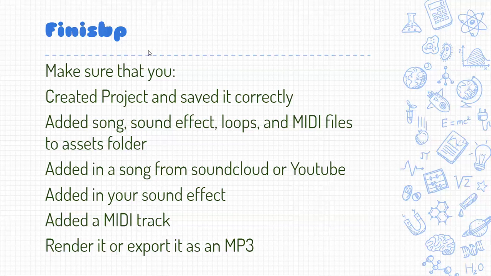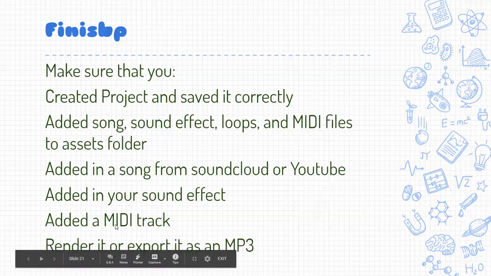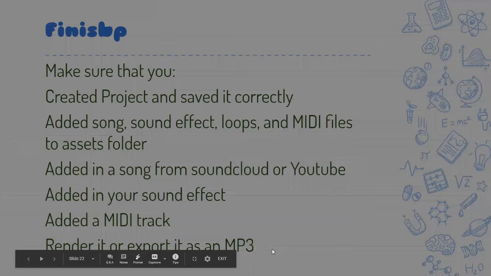All right, so to finish up, here's what you need to have for your finished project. Create a project and save it correctly in your audio design folder. Okay, so here's some options. Add a song, add a sound effect from Audacity, add loops, add MIDI files to your assets folder. You should definitely do some of these things. If you don't do all of them, it'll probably be okay as long as the quality is good. Make sure you have added in a song from SoundCloud or YouTube or from anywhere. Add in your sound effect, add in a MIDI track. And then at the end, render it or export it as an MP3.